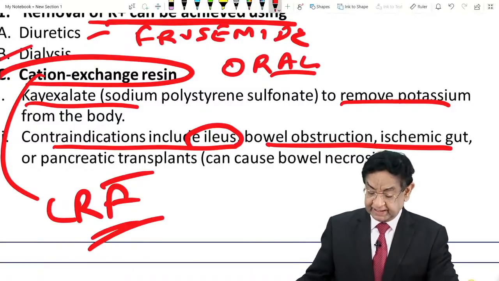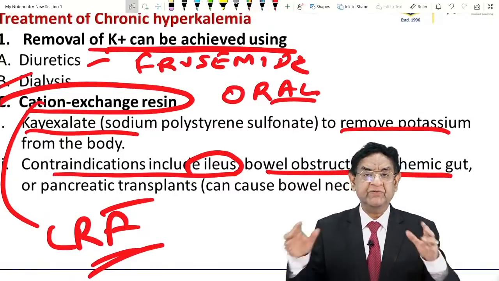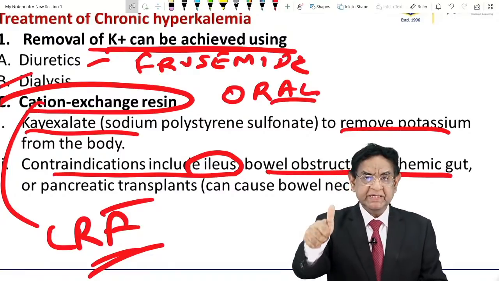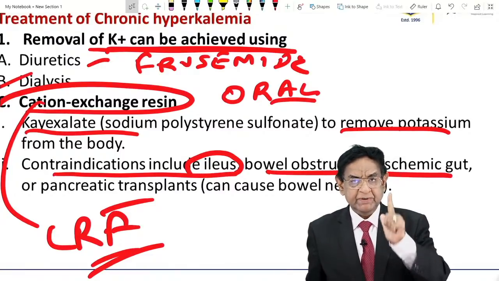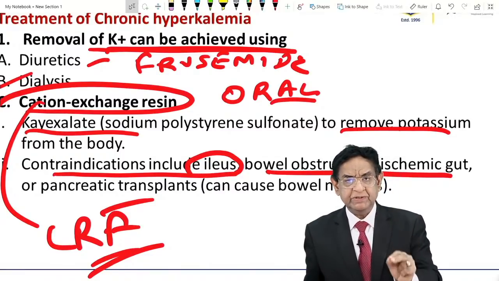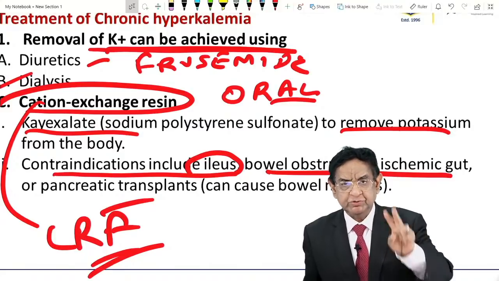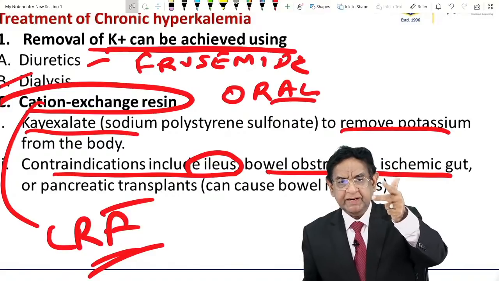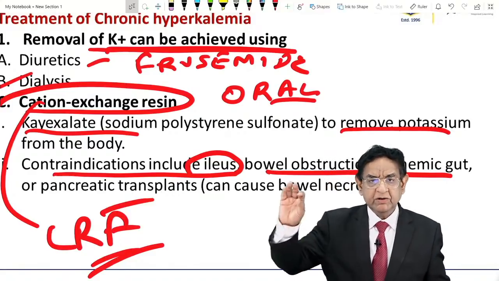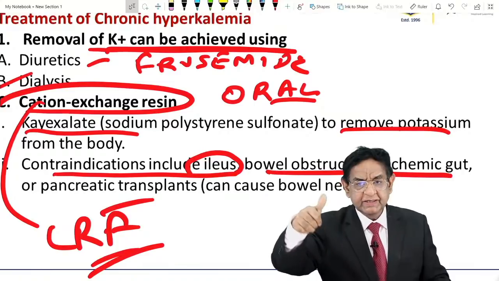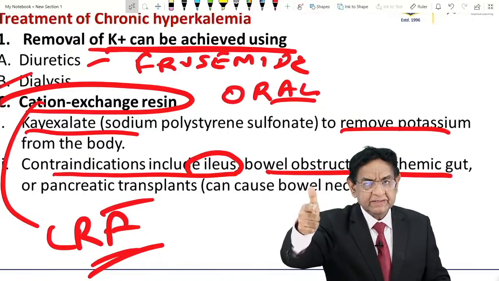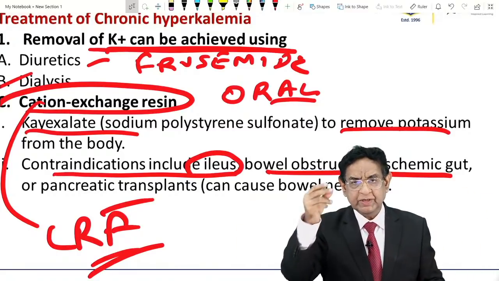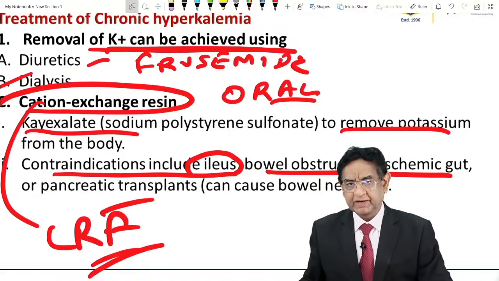So a quick recap, how to treat a case of hyperkalemia. Acute treatment: number 1, injection calcium gluconate. Number 2, dextrose insulin drip. Number 3 is beta 2 agonist. Three words: calcium gluconate, dextrose insulin drip and beta 2 agonist. Chronic, again three words: diuretic, dialysis and resins. That's all. 3 and 3. You can answer any question on hyperkalemia.